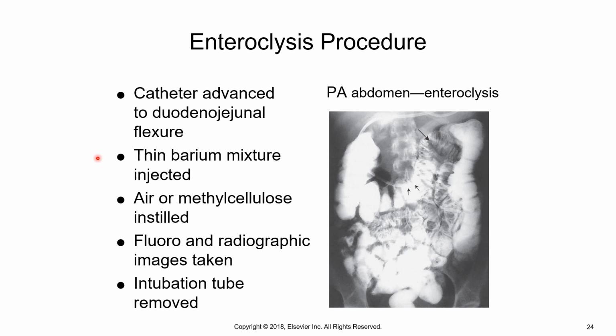Typically a thin barium mixture would then be injected through a syringe, through that catheter, into the jejunum. And since it's a double contrast study, not only would you have barium, but you would also use air or what's called methylcellulose injected into the small intestine. That gives them the double contrast effect. Typically they use the methylcellulose because it sticks to the wall of the bowel while it distends it.